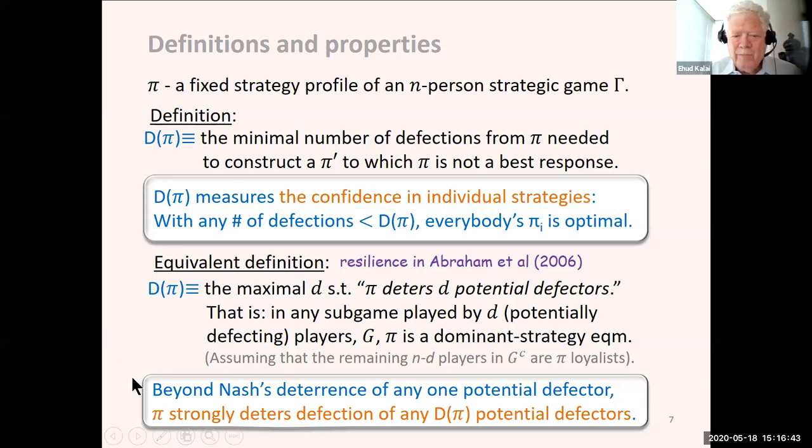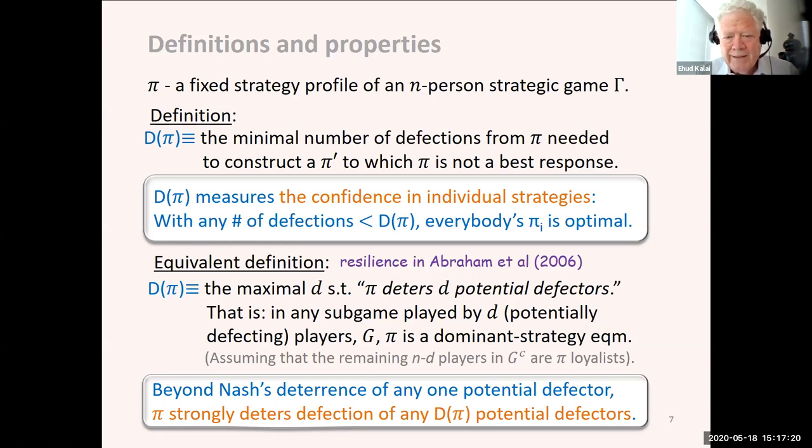Nash says that a profile is a Nash equilibrium if no single player has an incentive to defect. Any individual defecting, assuming that everybody else stays where they are, is a loss. So you don't want to defect. If you defect, it's a loss, and if not, then it's not a Nash equilibrium. I want to say that π deters defection by groups of defectors. And I'm going to say it strongly, and this is what I mean here.